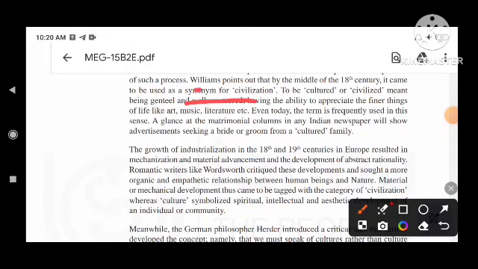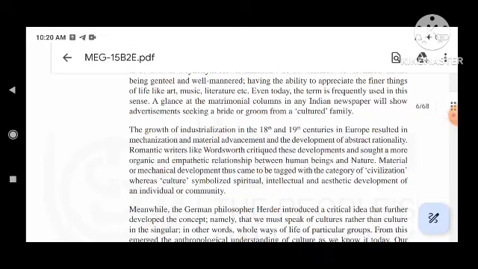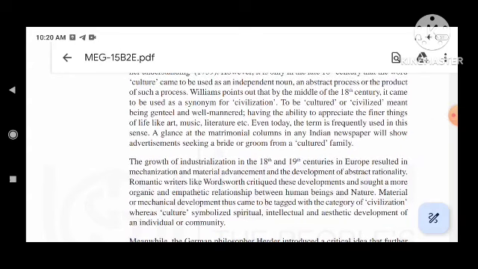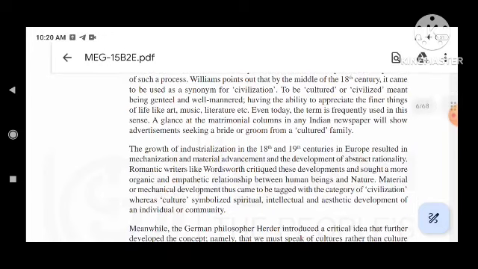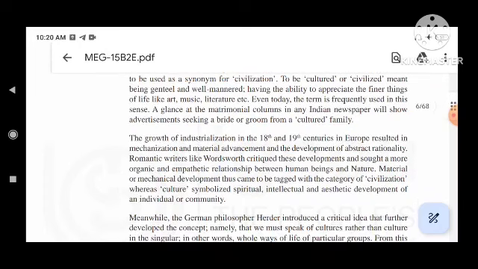Who coined it? Williams. Then to be cultured or civilized meant being gentle and well mannered, having the ability to appreciate the finer things like fine art, music, literature, etc. Even today, the term is frequently used in this sense.